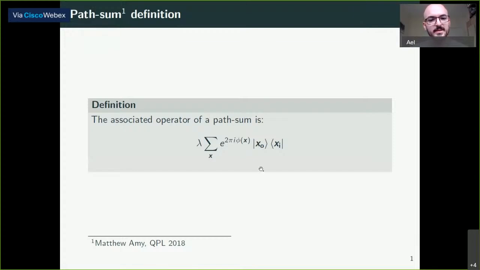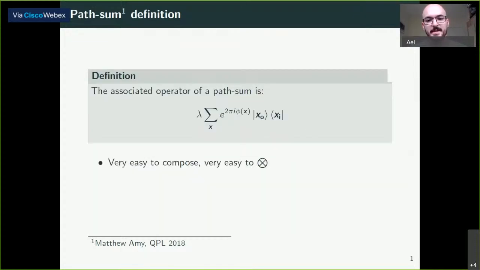A path sum term is simply a given scalar, a given phase polynomial, a given number of variables, and inputs and outputs. So this expression is very useful to express quantum circuits. It is also very easy to compose them and to apply tensor products. And also terms inside can algebraically simplify. So it is a very good framework for verification of quantum circuits.